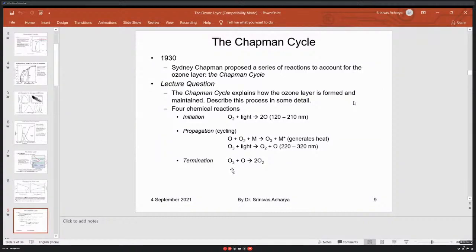Then the termination of the chain reaction will occur when this ozone and this atomic oxygen species will combine to have two molecular oxygen species. That means we have an oxygen species first, and in the last we will get that oxygen species. Means molecular oxygen we have, and we will get molecular oxygen at the end. So this is a cyclic process.